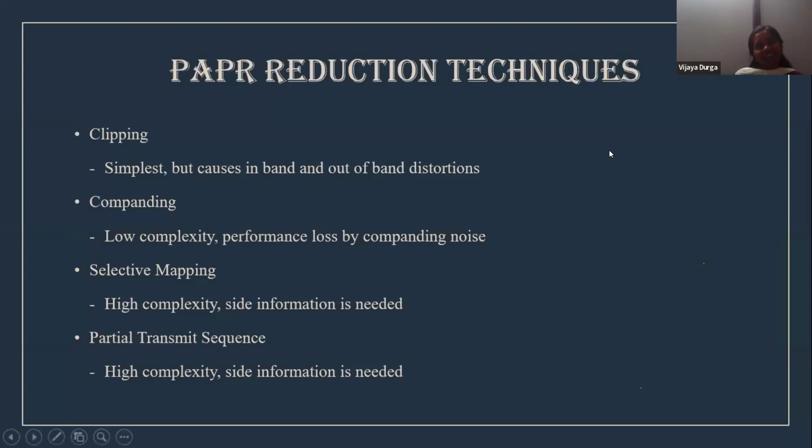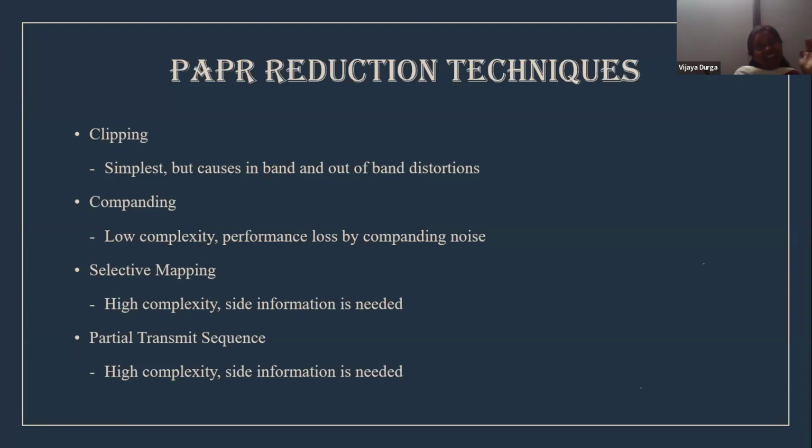So what are the different PAPR reduction techniques? Mainly three techniques are there. One is the signal distortion technique, the second is the multiple signaling and probabilistic technique, and the third is the coding techniques. Clipping and companding come under the signal distortion techniques. As the name implies, your signal is distorted. Clipping and companding can reduce the PAPR at the cost of BER.